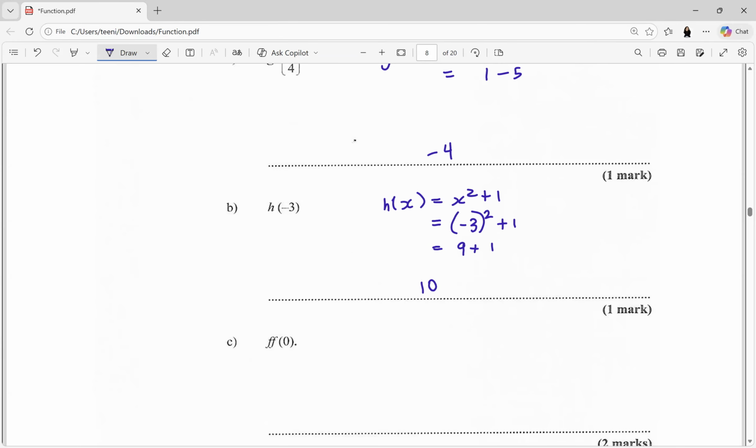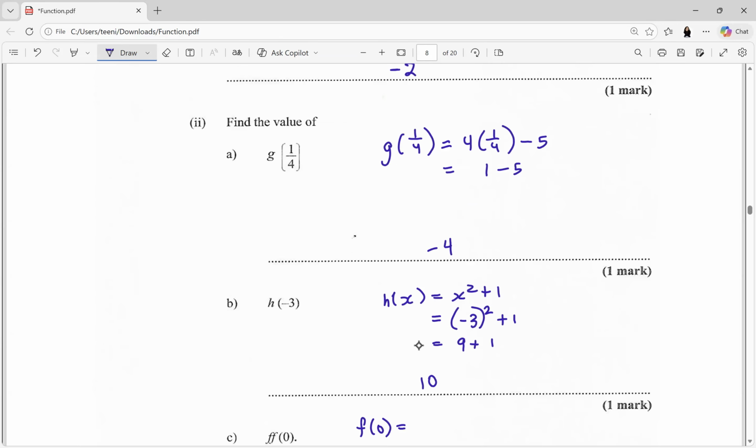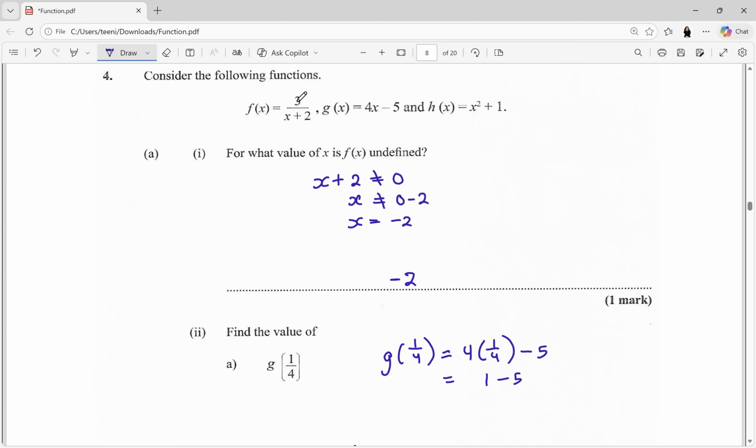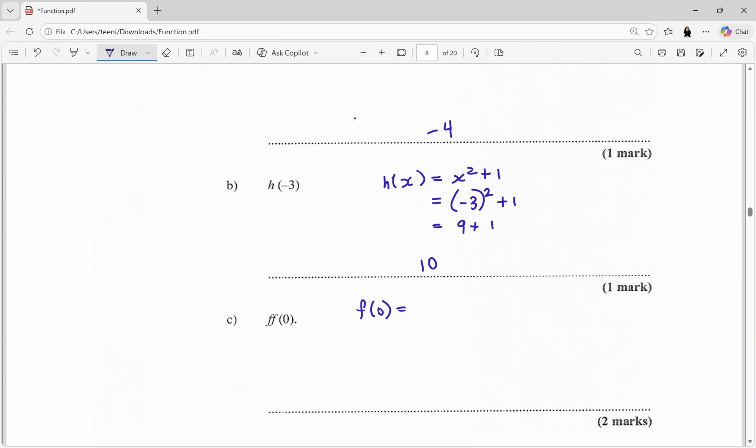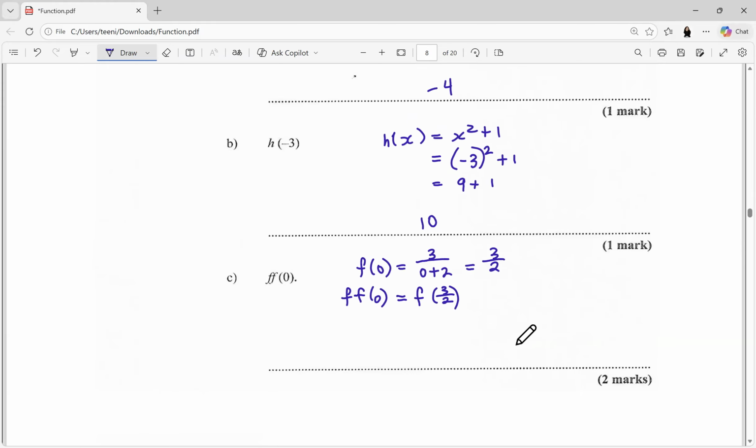So f of 0 would be equal to, well, f of x is 3 over x plus 2, right? So that would be 3 over 0 plus 2, which will give me 3 over 2. So f of 0 is 3 over 2. Therefore, finding f of f of 0 is the same as finding f of 3 over 2. And now you substitute 3 over 2 into the function f of x, remember that f of x is 3 over x plus 2.